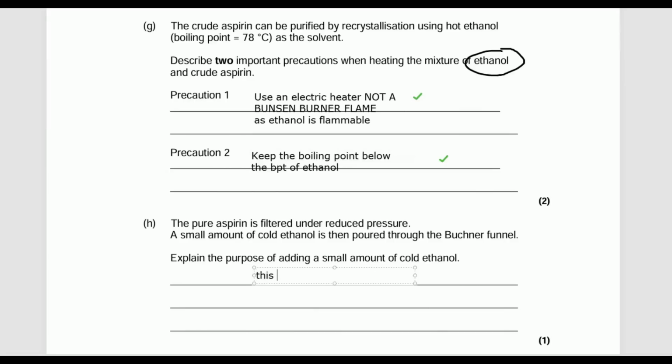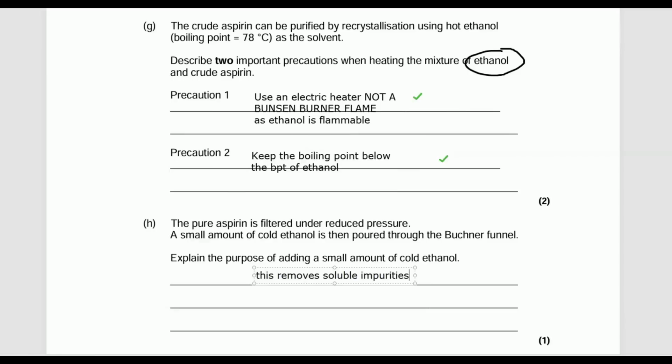Right. H. The pure aspirin is filtered under reduced pressure. A small amount of cold ethanol is then poured through the Buchner funnel. Explain the purpose of adding a small amount of cold ethanol. Now, there's 2 points there. The fact that they've said small amount could get you a mark, and the fact that they've said cold ethanol could get you a mark. So, we want to use cold ethanol because it will remove soluble impurities, and we want to use a small amount because we don't want to dissolve any of our aspirin and run that off and lose that when we filter.